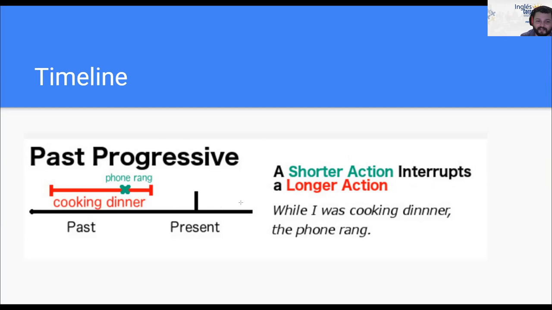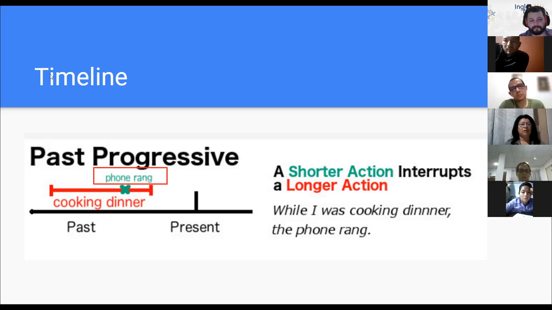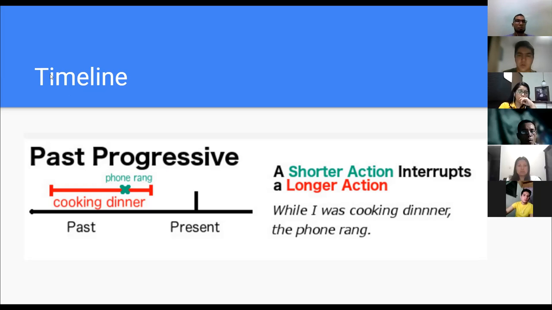Okay, so guys, let's analyze the timeline. The green part of this, guys, is the shorter action. Okay, la acción más corta. And the red part is the longer action. So which one was longer, guys? Cooking dinner or the phone ringing? Cooking dinner, right? So very good. That's another way to look at it, okay?